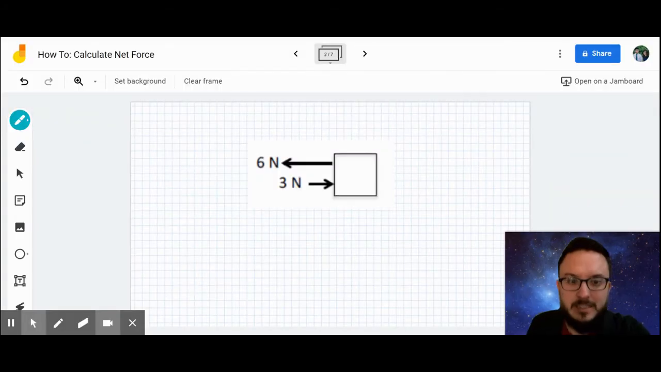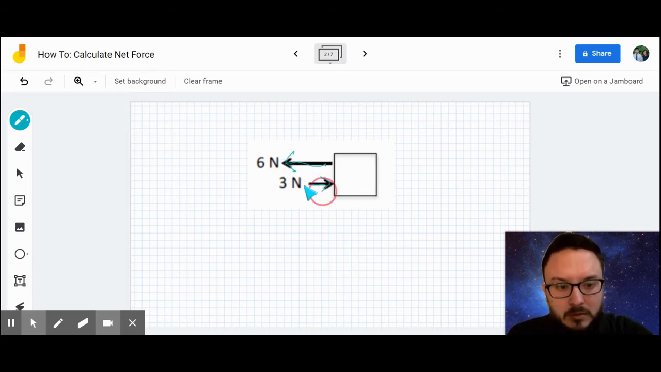So here we have an example of a box. The box has two forces acting on it. This first force is pulling the box to the left with 6 newtons of force. This one on the bottom is pushing on the box, and it's pushing to the right, and that's using 3 newtons of force. Here we have two forces working against each other. This force is moving towards the left. This force is moving towards the right.